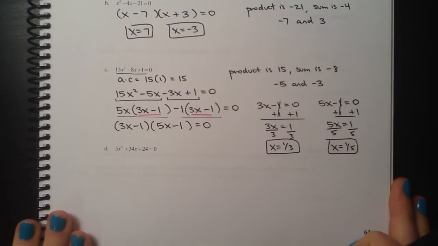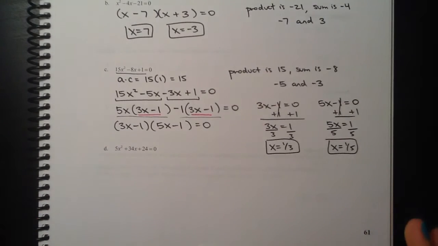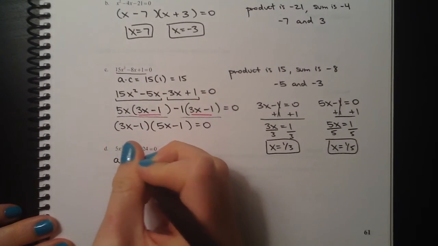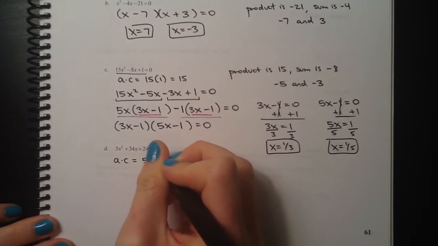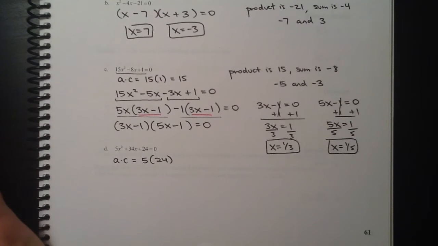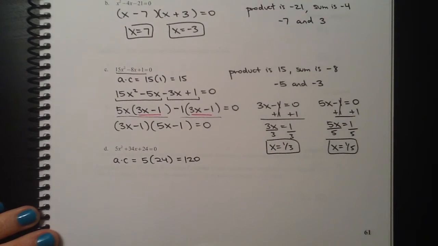Okay, another one of these here. Check for GCF first, every time, but 5, 34, and 24 don't have anything in common. So step 1 is we multiply a times c. So we multiply 5 times 24. If at any point you need a calculator for some of these things, that is totally, totally fine. Okay, so like 5 times 24, for instance, you could plug that in and find that you get 120.